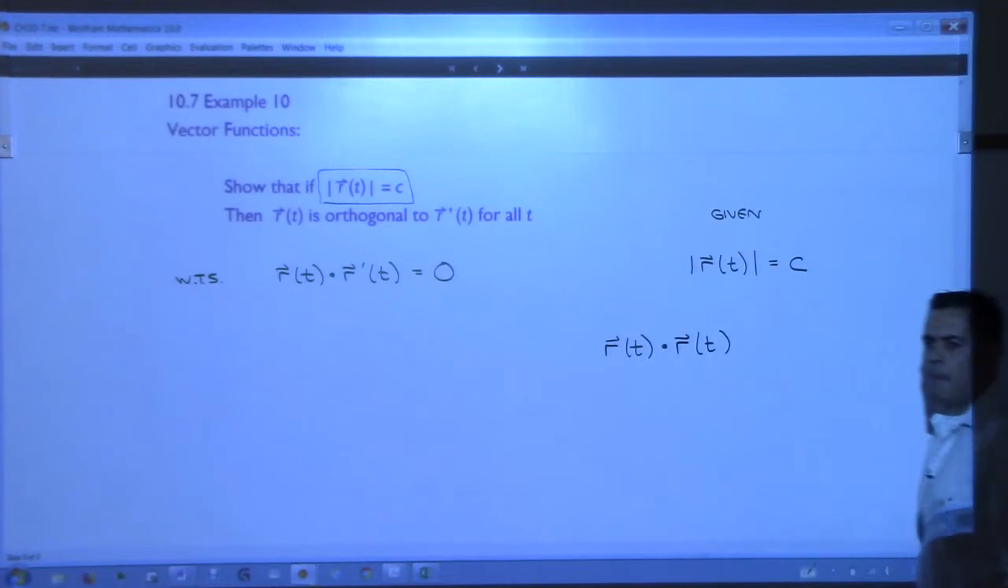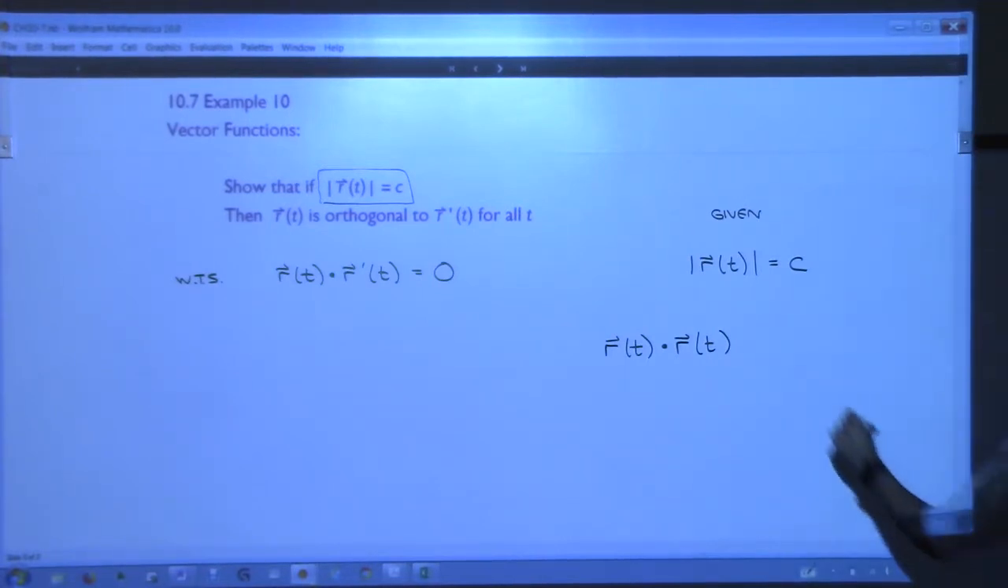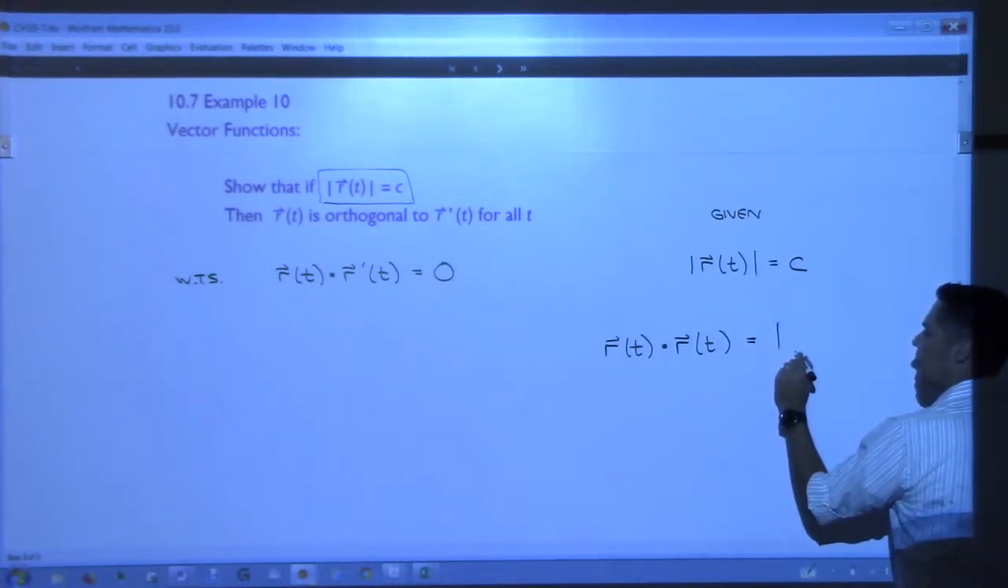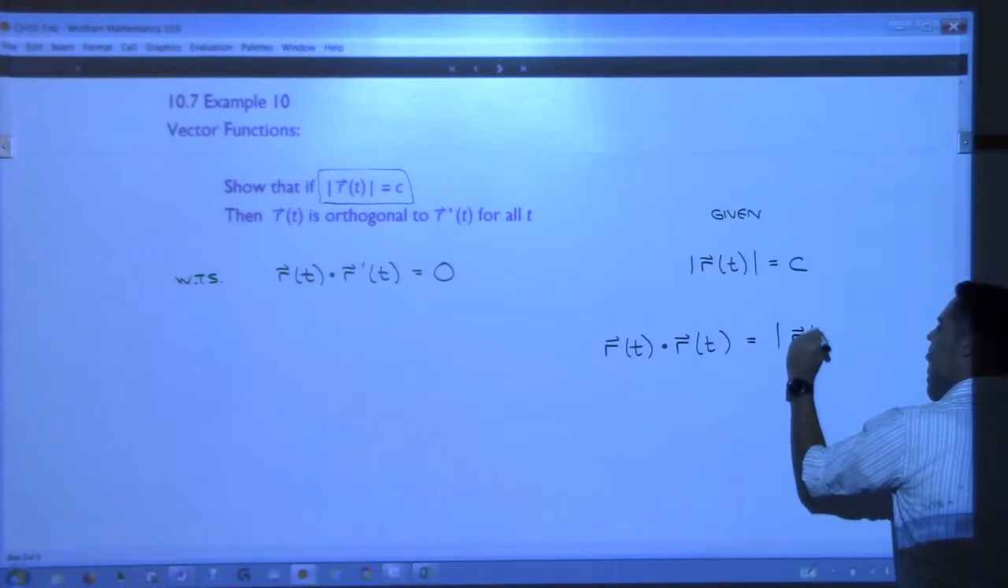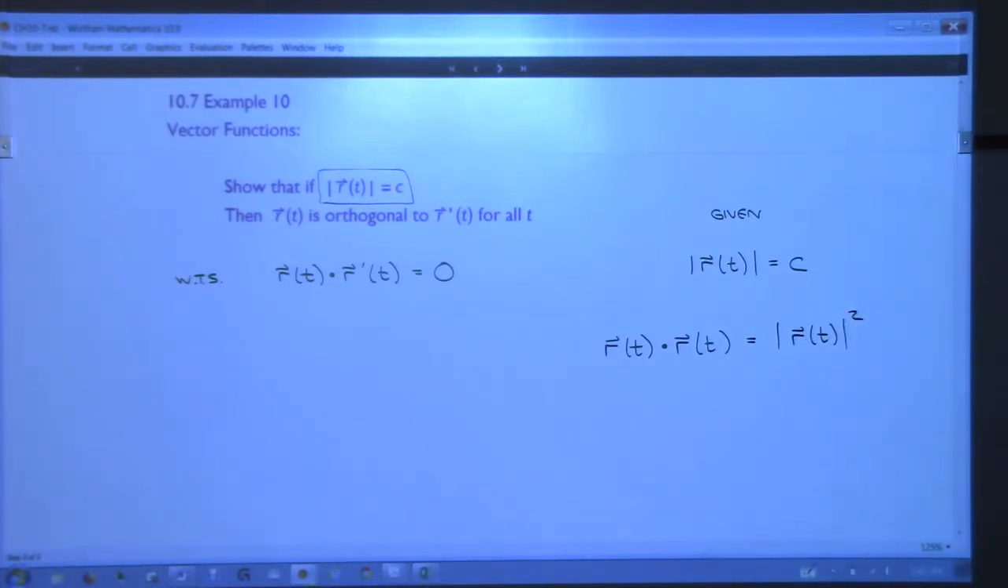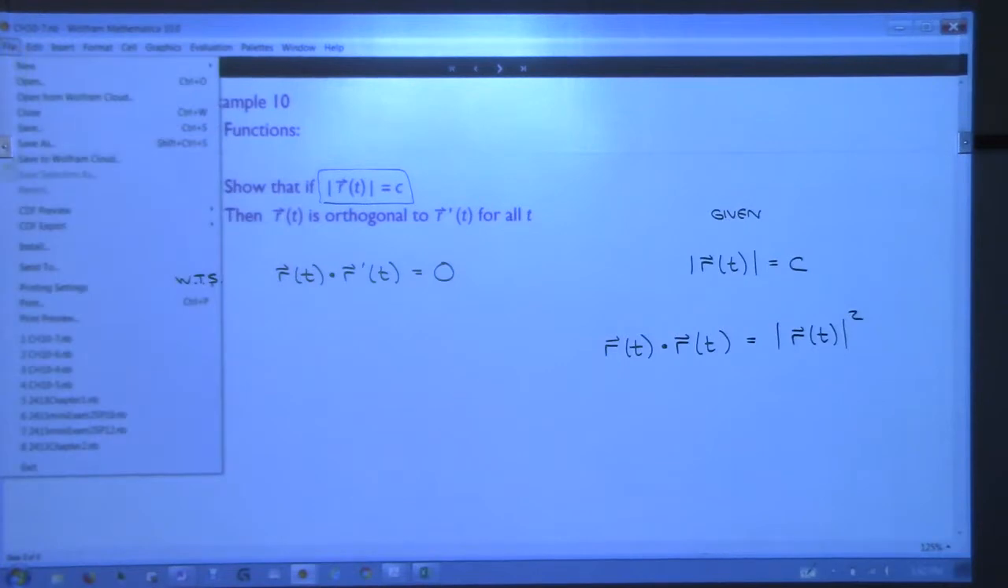What is that? The magnitude of... You got it? The magnitude of r(t) squared. Okay, where are you getting that from? It's in our notes. Yeah, it's in our notes. Dot product section. Wait, wouldn't this be the magnitude of r(t), not r(t) squared?